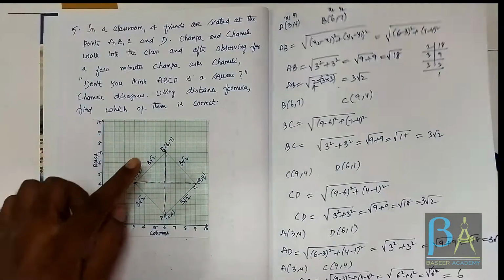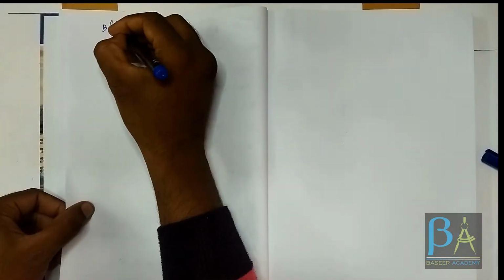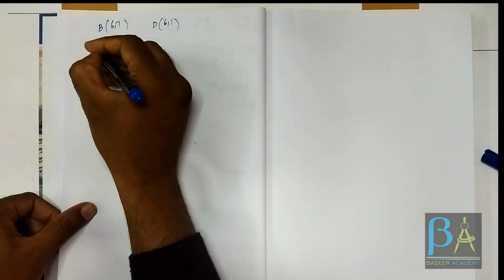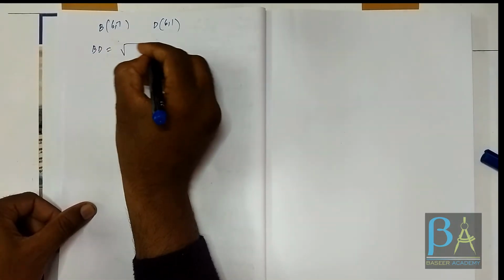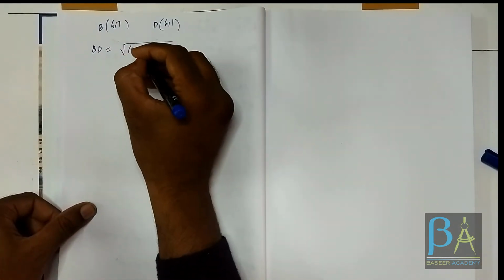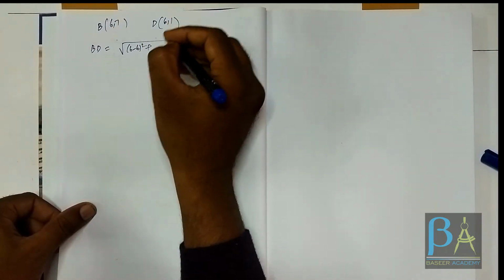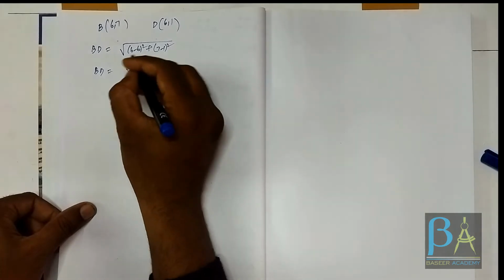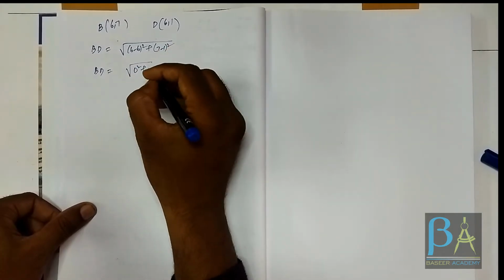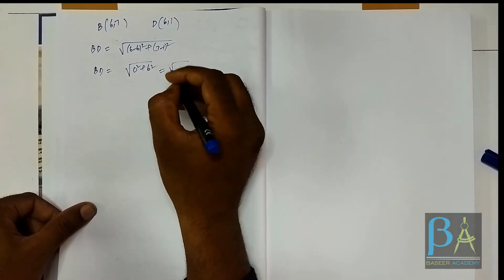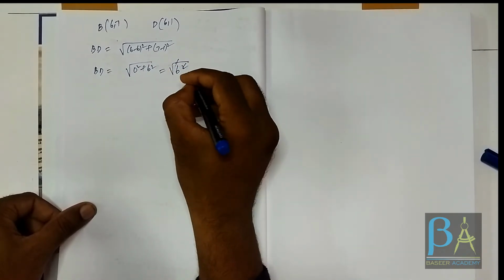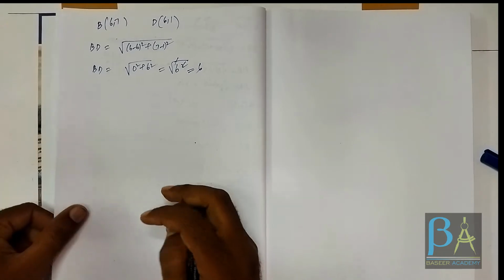B is given as 6 comma 7, and then D is given as 6 comma 1. So what is BD going to be? Square root of 6 minus 6 whole square plus 7 minus 1 whole square. Now 6 minus 6 is 0, and then 7 minus 1 is 6, so we end up getting 0 square is 0 itself, so 6 square remains as it is. The square and the square root get cancelled, and you end up getting BD as 6.